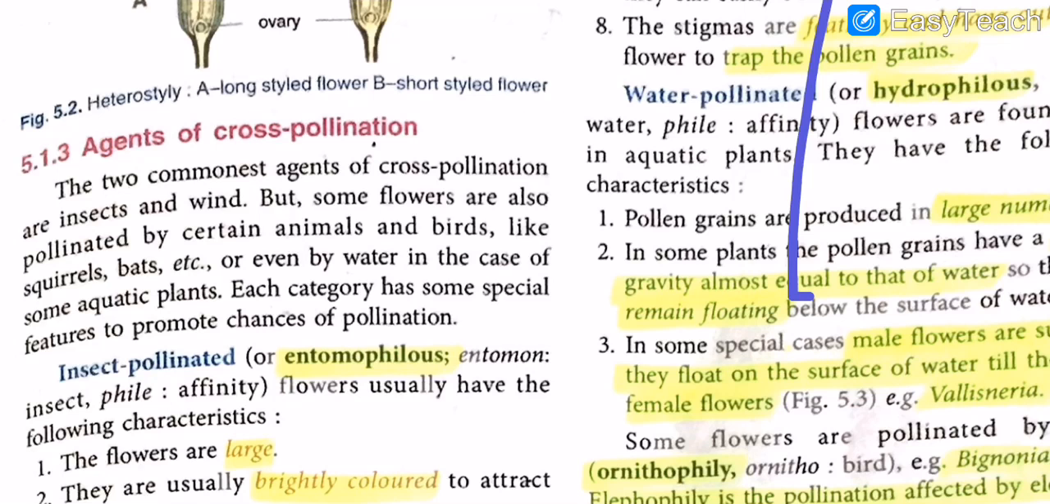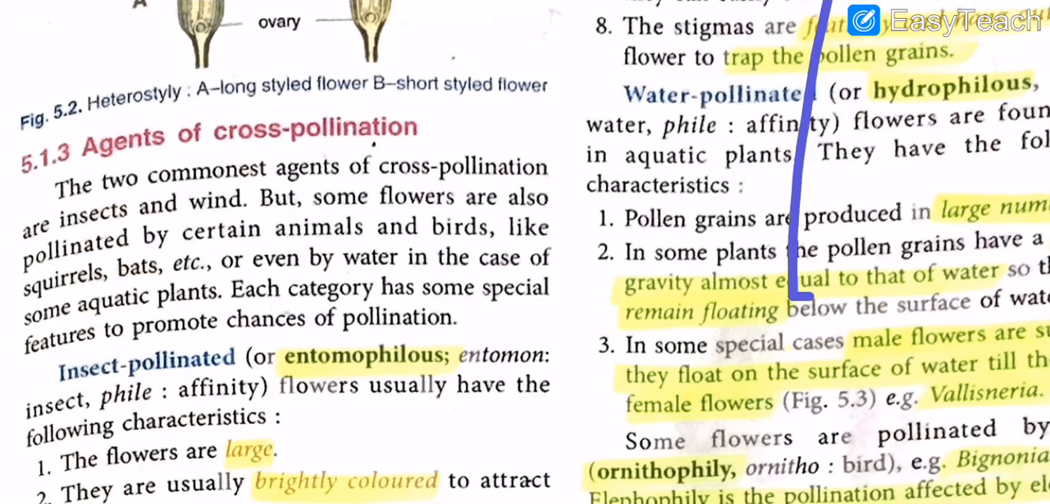Then second one, wind pollinated, that is anemophilous. Now flowers usually possess special features like flowers are small, they're not brightly colored, they don't produce sweet scent because they don't need to attract insects in this case, right? And wind is not a living organism or whatever. So the stamens are long and hang out of the flower. They're exposed to the wind, of course, so that they can burst open. The anthers are large and loosely attached to the filament so that the slightest wind may move them.